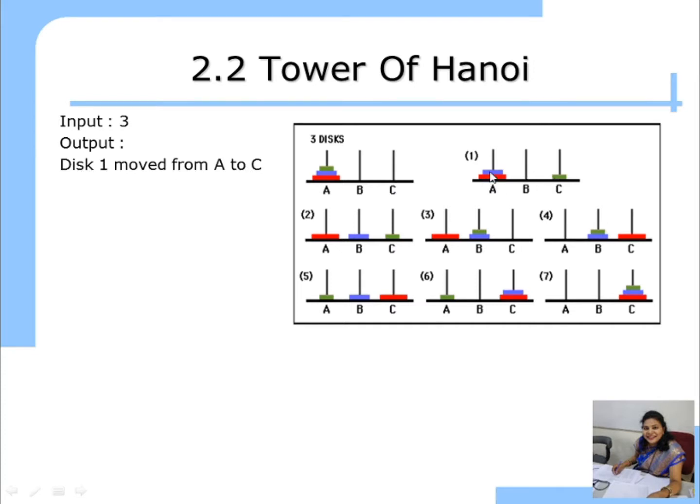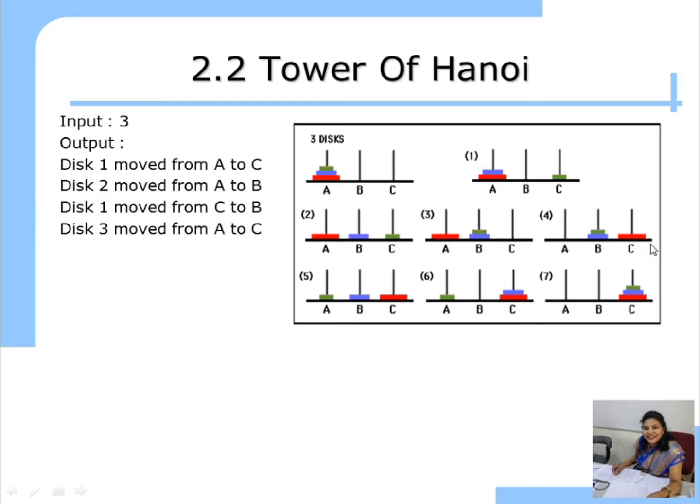After that, move disc 2 from A to B. See, next step is what? Move disc 1 from C to B. Then in step 4, you move disc 3 from A to C. Red disc is from A to C. Then in the fifth step, you move disc 1 from B to A.